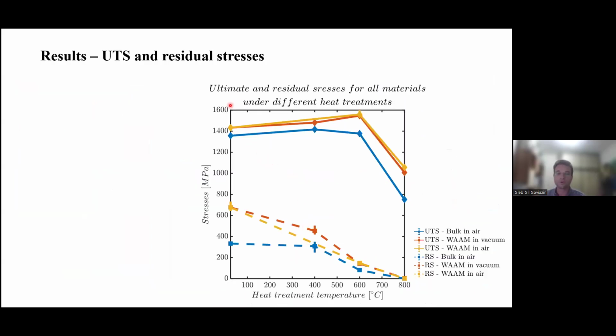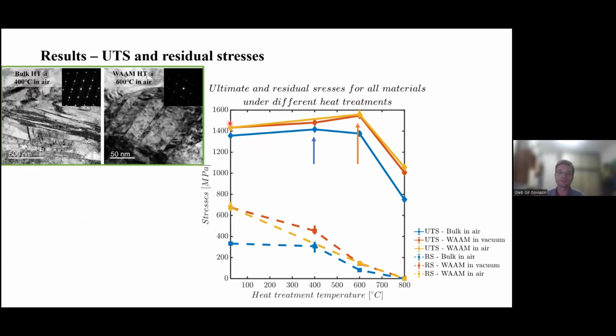So if we take a look at those results up here, what we have is the UTS point, the ultimate tensile stress, against the heat treatment temperature. We can see that after the flow forming process, but before heat treatment, we already got the same high UTS point of 1.4 gigapascals. But then we started doing our heat treatments. And what we saw is that there was a little bit of strengthening of the bulk material at 400 C, but much more strengthening of the WAAM material at 600 C.